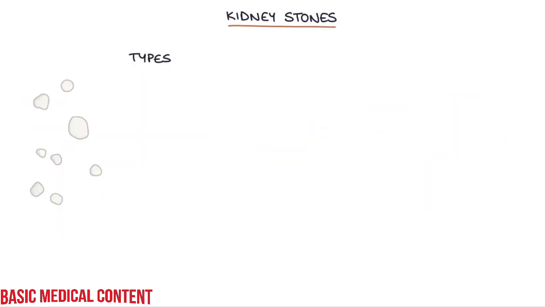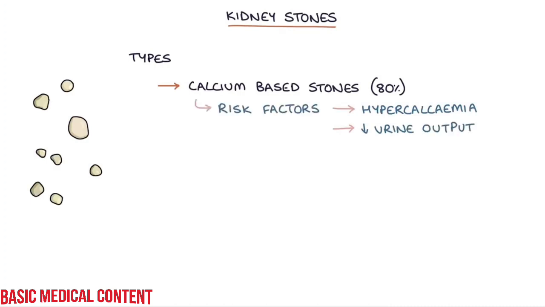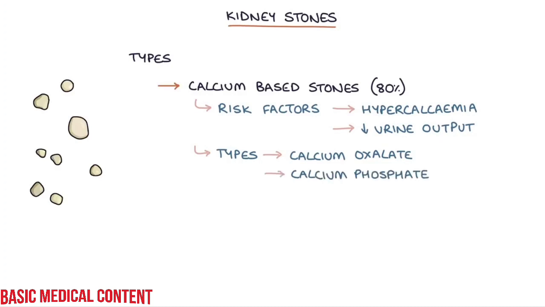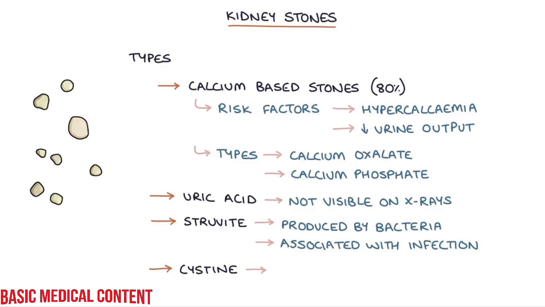Let's talk about the types of kidney stones. Calcium-based stones are the most common type of kidney stone, and this accounts for about 80% of kidney stones. Having a raised serum calcium level, or hypercalcemia, and a low urine output are key risk factors for calcium collecting into a stone. There are two types of calcium stones: calcium oxalate, which is the more common type, and calcium phosphate stones. The other types of kidney stones include uric acid stones, and uric acid stones are not visible on X-rays, struvite stones, and struvite is a chemical that's produced by bacteria, and these are associated with infection, and cystine stones, and these are associated with cystinuria, which is an autosomal recessive disease.